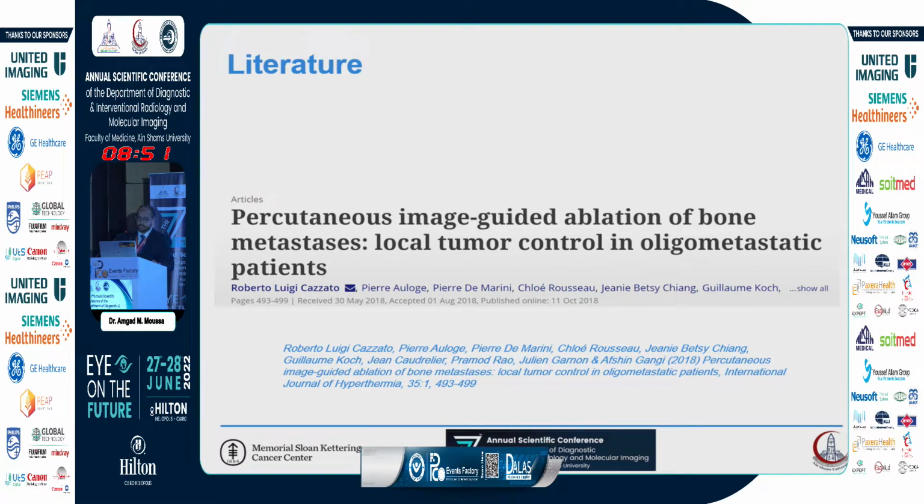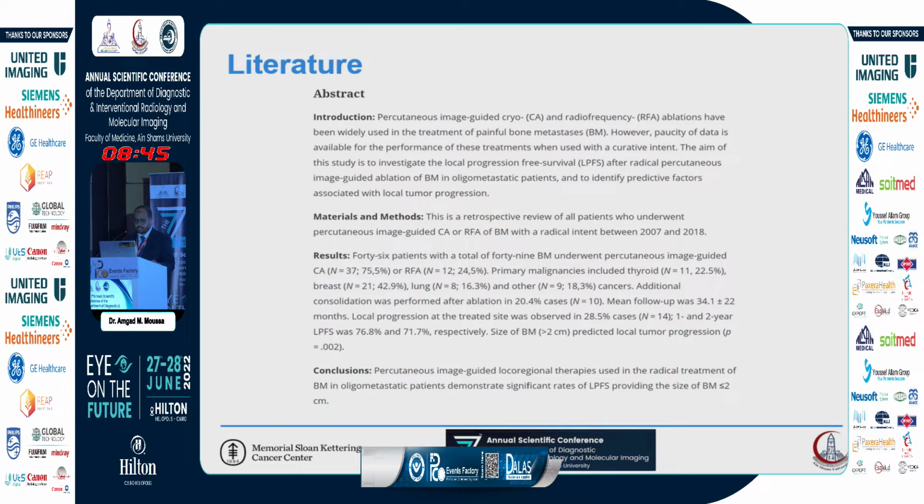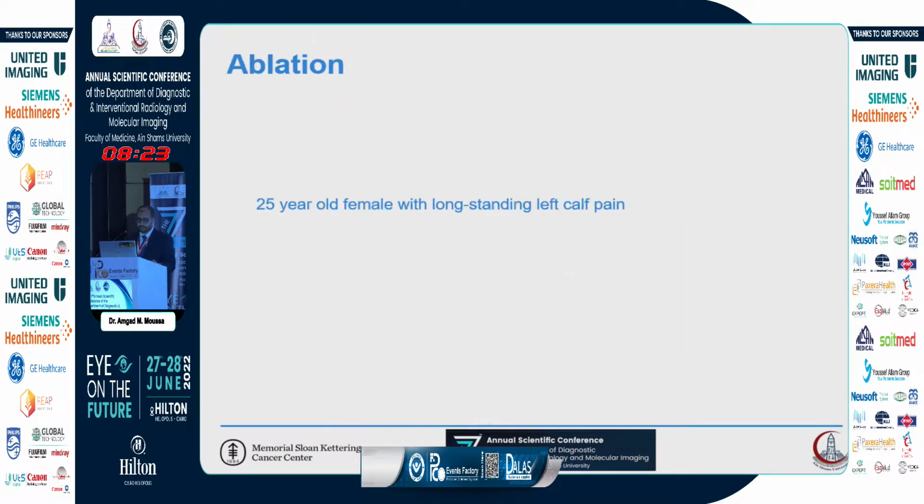It is a growing indication, especially for local tumor control in patients with oligometastatic disease. Several studies are available, mostly retrospective, which is the case with most of our IR studies, but they show good tumor control, local progression control in about 70 to 80% of patients for up to 2 years, which is very significant, especially if you consider that these patients don't have a lot of options left for them.